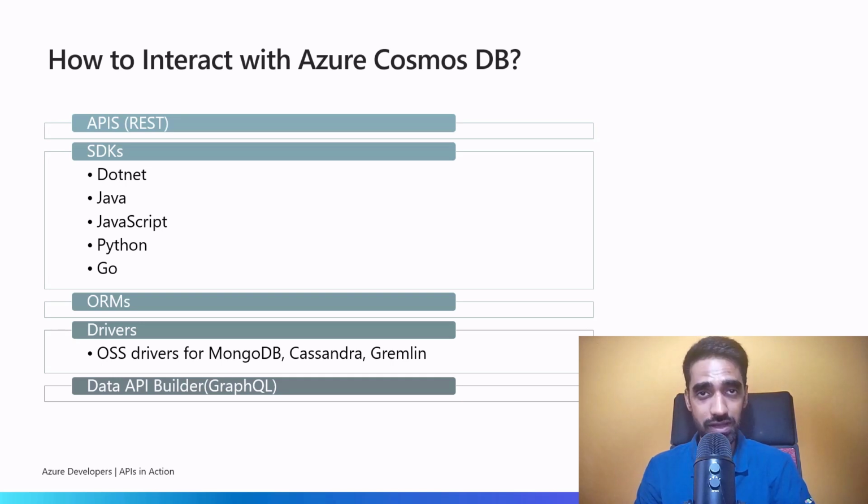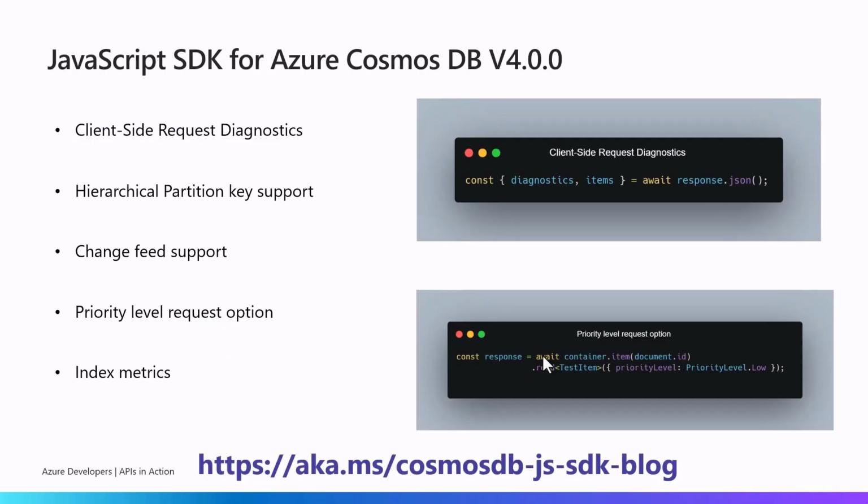Since we are at the Azure JavaScript Days conference, let's dive into the JavaScript SDK in detail. The JavaScript SDK for Azure Cosmos DB has evolved over a period of years. We have 4 different versions of the JavaScript SDK. The most stable version is version 3.0, and we recently launched version 4.0 with a lot of capabilities back in September last year. Let me dive into some of the capabilities that we added recently.